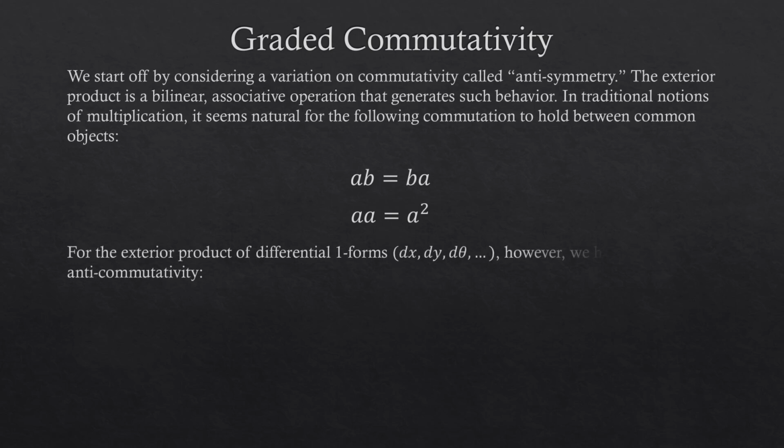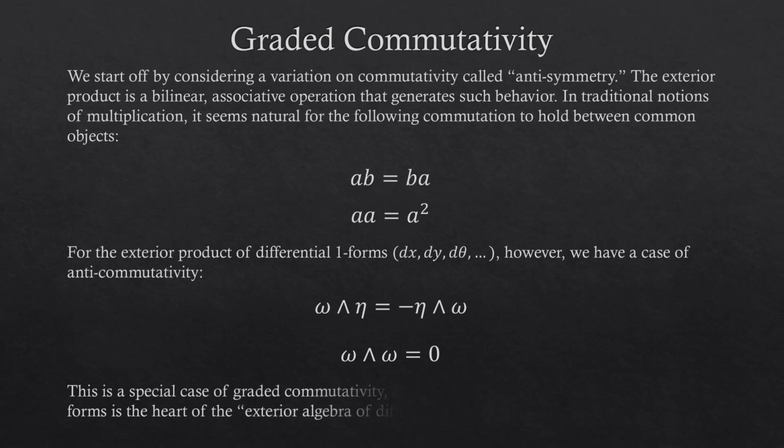But for the exterior product of differential one forms, such as dx, dy, d theta, or other functions such as f of x dx, f of x dy, etc., we end up with the case of anti-commutativity. So that for the differential forms omega and eta, which are one forms, their exterior product, also called the wedge product, is equal to minus eta wedge omega, such that omega wedge itself is equal to 0. And this is a special case of graded commutativity. This specific variation of it, however, but specifically between one forms, is the heart of the exterior algebra of differential one forms.